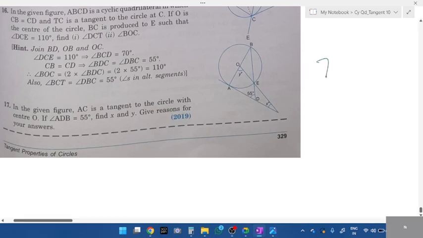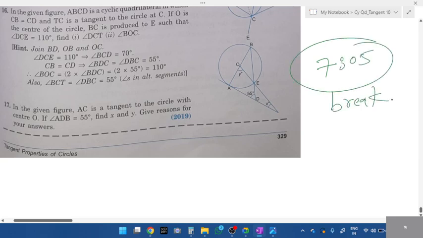7:55. Take 10 minutes break. We'll continue at 8:05 students. All of you take 10 minutes break. Continue after that.